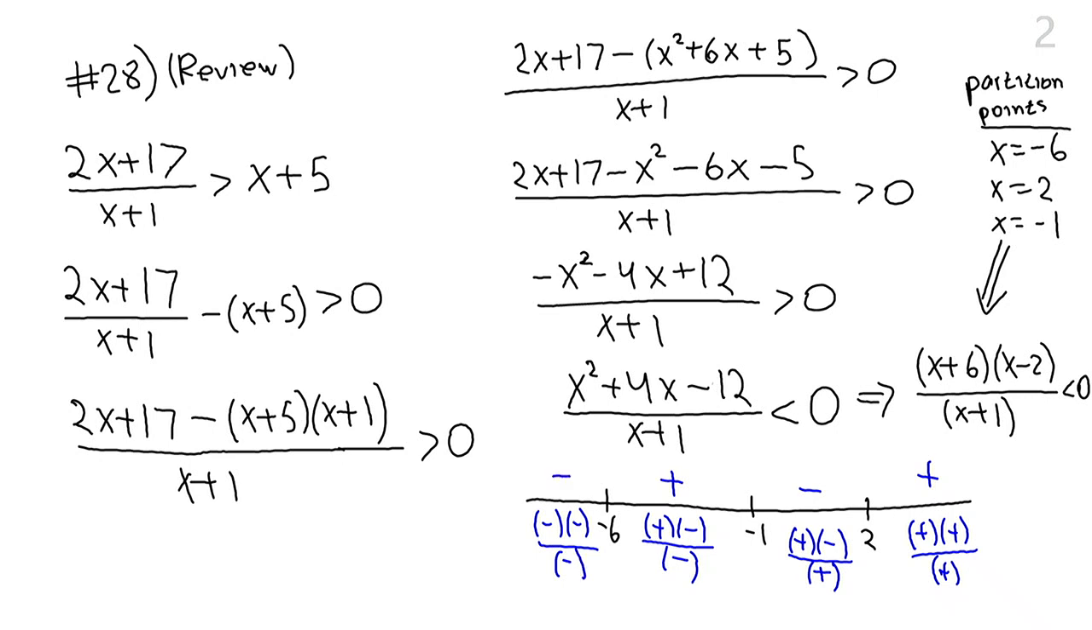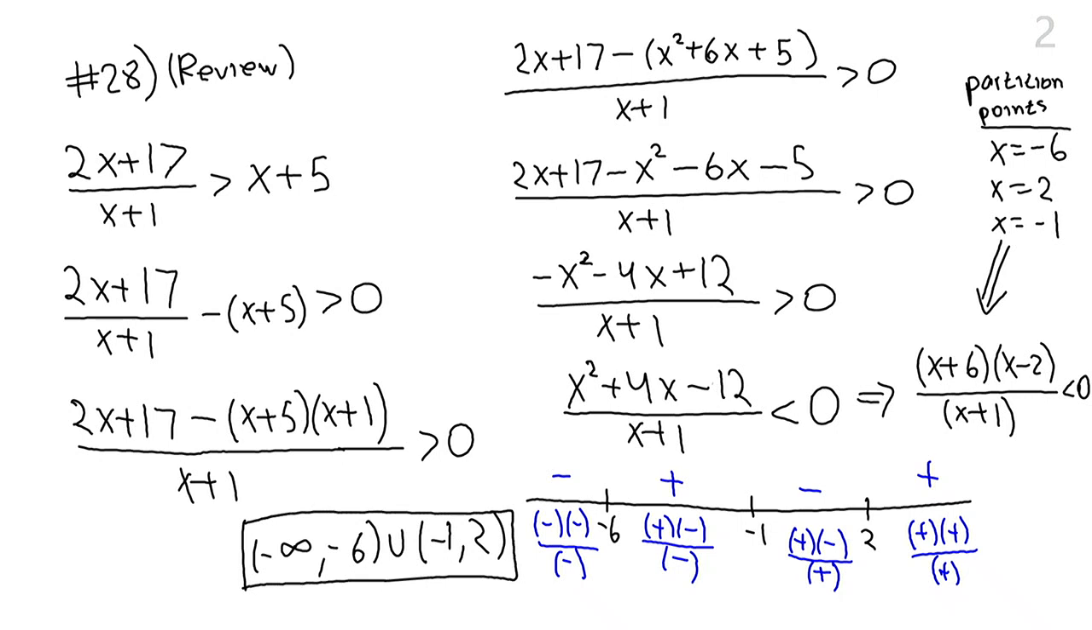So the final answer to this problem is negative infinity to negative 6 union negative 1 to 2. Remember, when we went from here to here, we flipped the sign of the inequality because we multiplied both sides by negative 1. So the inequality ended up flipping here. So we are looking for all the values of x for which this is less than 0. So that is why we're picking up the negative ones. So this is it for the review on polynomial and rational inequalities.